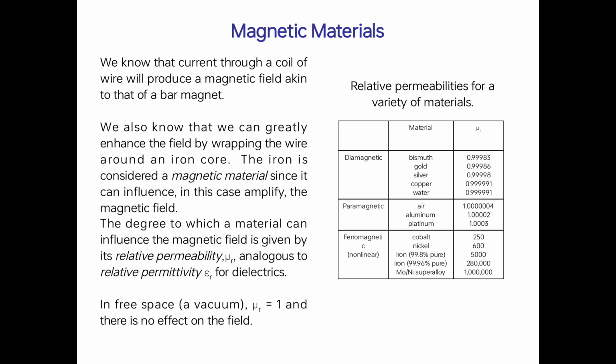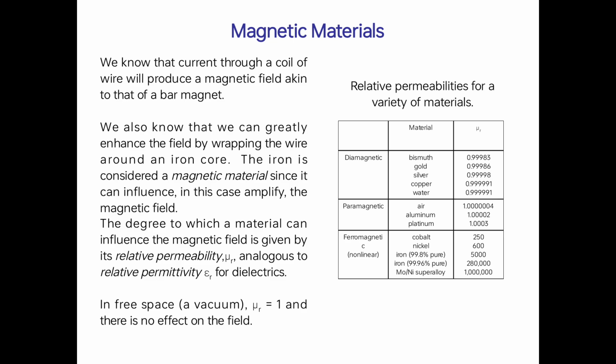So the next topic is magnetic materials and boundary conditions. We know that current through a coil of wire will produce a magnetic field akin to that of a bar magnet. We also know that we can greatly enhance the field by wrapping the wire around an iron core. The iron is considered a magnetic material since it can influence the field; in this case, we can amplify the magnetic field.